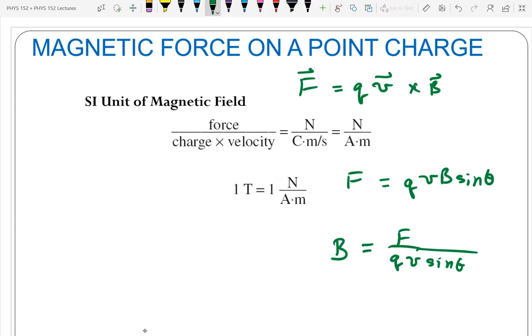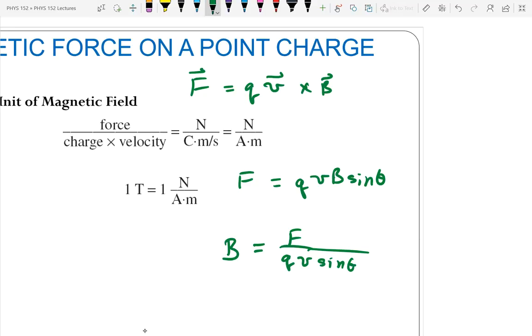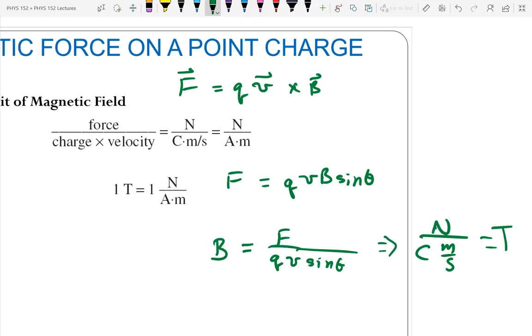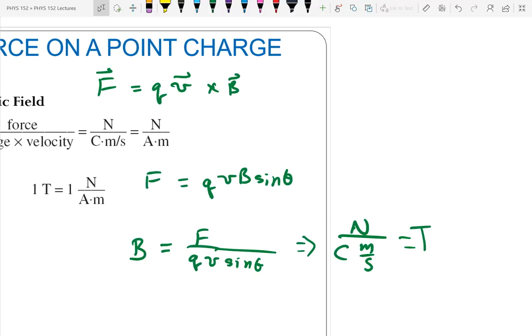What's the unit of force? Newtons. What's the unit of charge? Units for velocity or speed. And sine is unitless. So that's my units. That's what a Tesla is. A Tesla is a Newton per Coulomb meter per second.